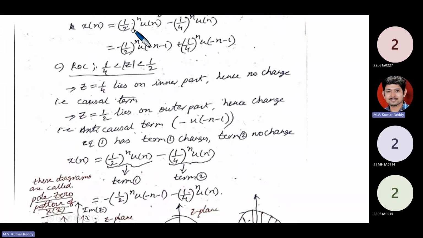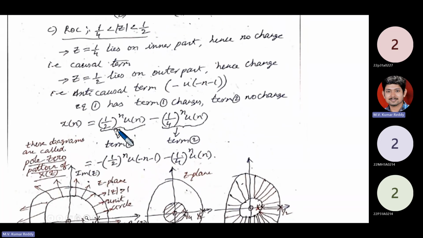So for the standard, 1/4 means this one, and it has no change. 1/2 has change, minus. So this is the standard, this is the change: minus (1/2)^n u of minus n minus 1. This has no change.